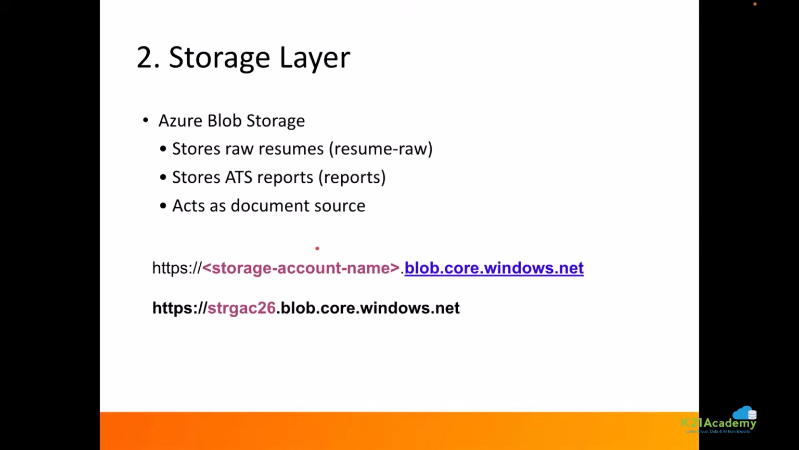So this storage account is something where we are going to store raw resumes, and we will also store the ATS report. Means we are going to use blob storage in this project, and we are going to create two containers, one with the name raw-resumes and one with the name reports, right? And this will act just like a document source only, nothing else. What I mean, I'm just first coming here.